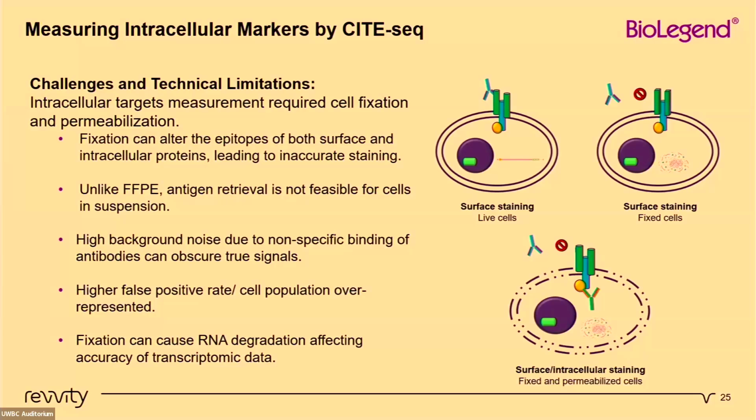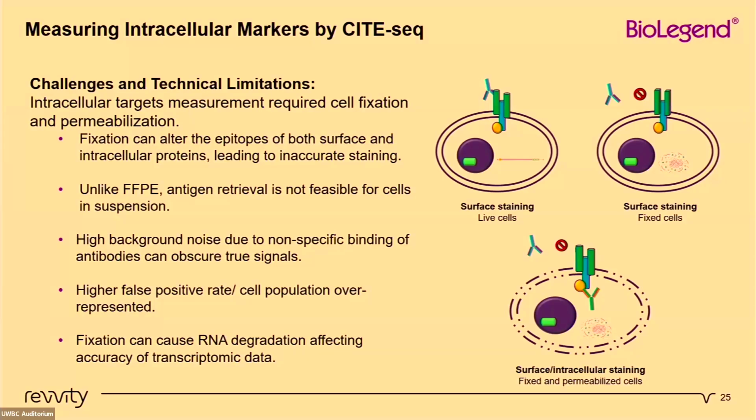Looking at intracellular markers, surface staining live cells is no problem. But when you want to stain fixed cells, you can't assess viability, they're dead, so your viability is shot. When you want to do surface and intracellular staining, they have to be fixed and then permeabilized, so they're dead and their membranes are compromised. So there's a number of different challenges here.